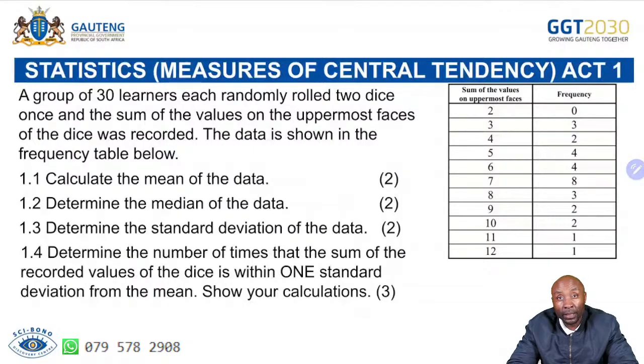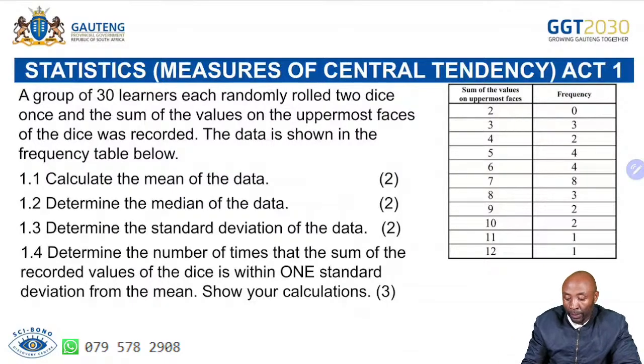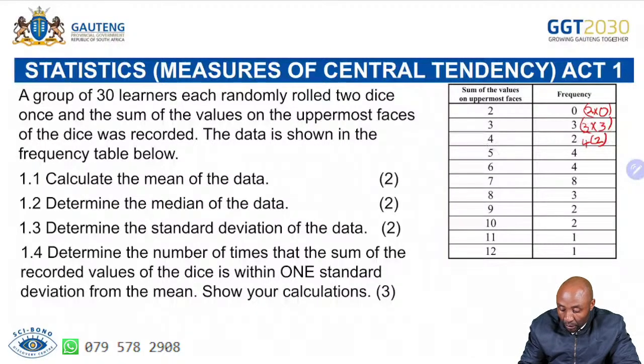How do we calculate the mean? Remember, for us to get the mean, we multiply our data item by the frequency. So this will give us 2 times 0, 3 times 3, 4 times 2, because we have 2 data items with a value of 4. We have 4 data items with a value of 5. So this becomes 5 times 4. This is 6 times 4. This is 7 times 8.